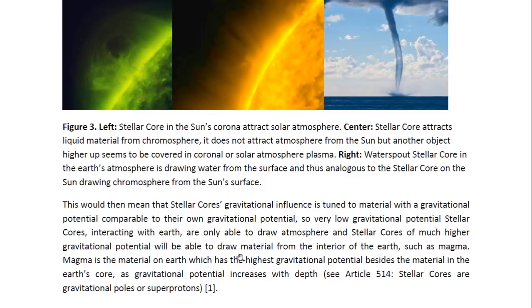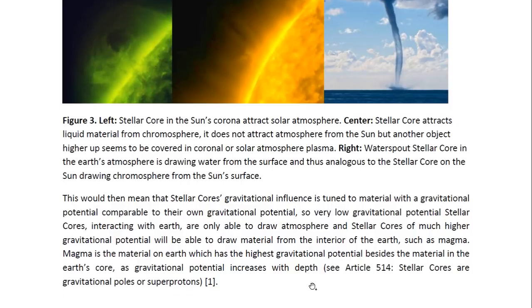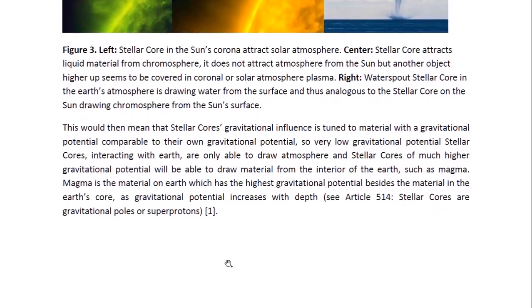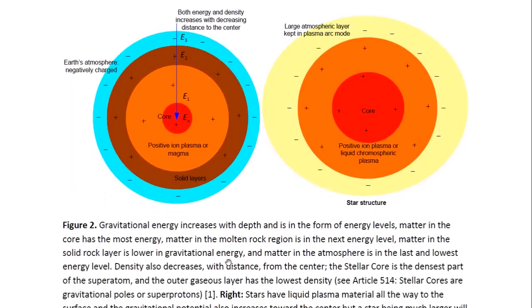and stellar cores of much higher gravitational potential will be able to draw material from the interior of the Earth, such as magma. Magma is the material on Earth which has the highest gravitational potential besides the material in the Earth's core, as gravitational potential increases with depth. And you may look at Article 514 entitled Stellar Cores or Gravitational Poles or Superprotons.